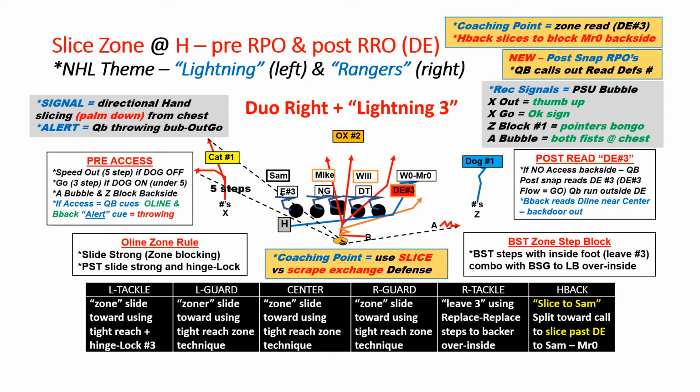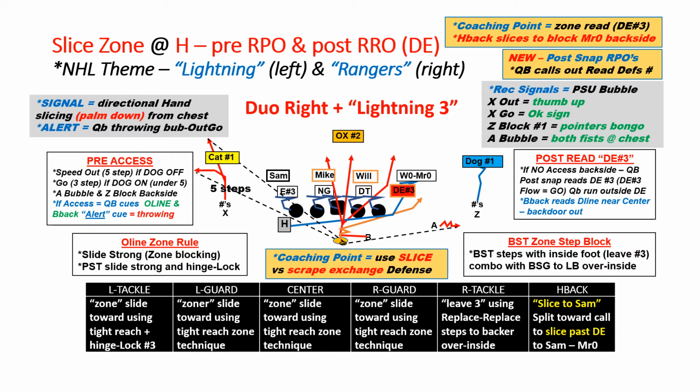Slice zone then is a simple way to turn this into a post-snap run-run option. So the quarterback still does his pre-snap RPO. If he has access to throw the bubble or the speed out, he's just going to go ahead and grab that snap, take it, and throw it. If he does not have any access, and we have good numbers, with a slice zone, now he's going to post-snap read the defensive end.